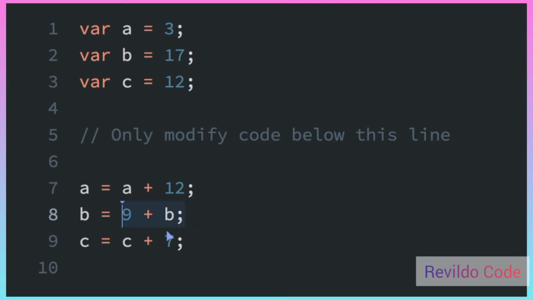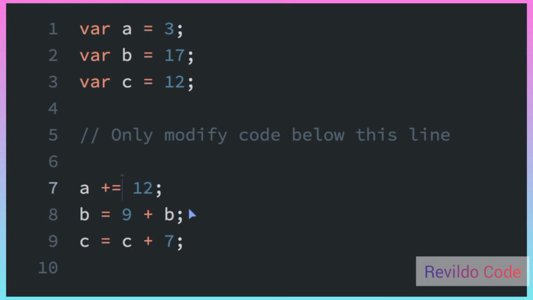Here we're adding 9 to whatever b is. Here we're adding 7 to whatever c is. This is such a common pattern that there's a shortcut to do the same thing. It's the plus equals operator. So instead of a equals a plus 12, we can do a plus equals 12. So this equals the same thing.